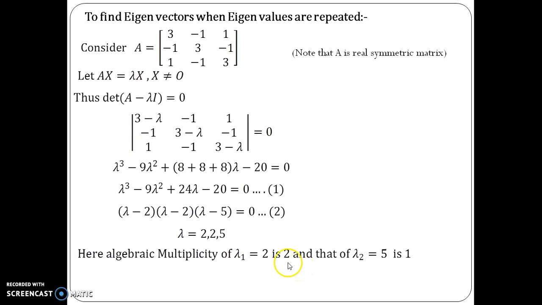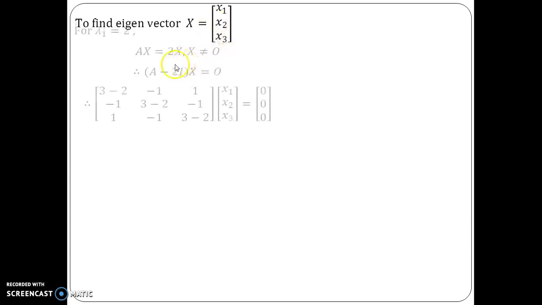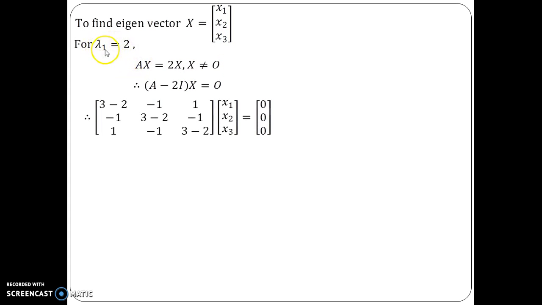Now let us find the eigenvector for lambda 1 equal to 2. As we have seen, capital X, which is a column vector, x1, x2, x3, is our general eigenvector. In order to find the eigenvector, for lambda 1 equal to 2, we have Ax equal to 2x. This 2 is nothing but your eigenvalue 2, and x is a non-zero eigenvector, that is what we are finding. On further simplification, we get the following linear system.